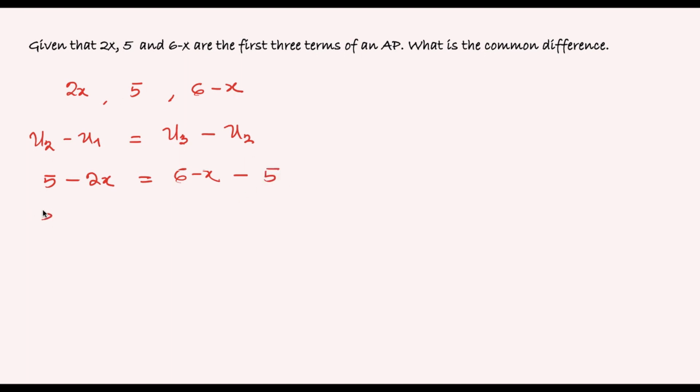So we can tell that this is 5 minus 2x is equal to 6 minus 5, which will be equal to 1 minus x. So now we can collect like terms by bringing x to the left-hand side and our constants to the right side.